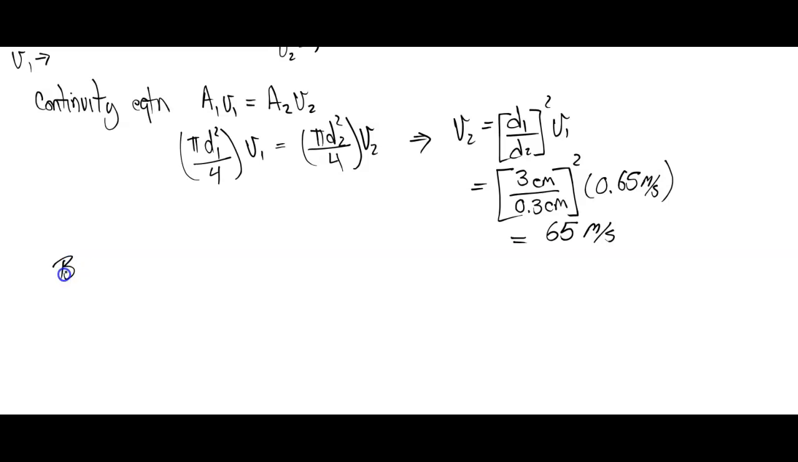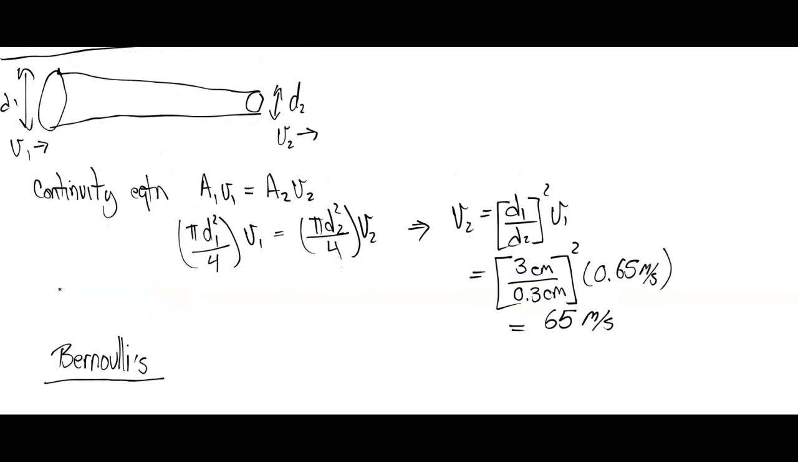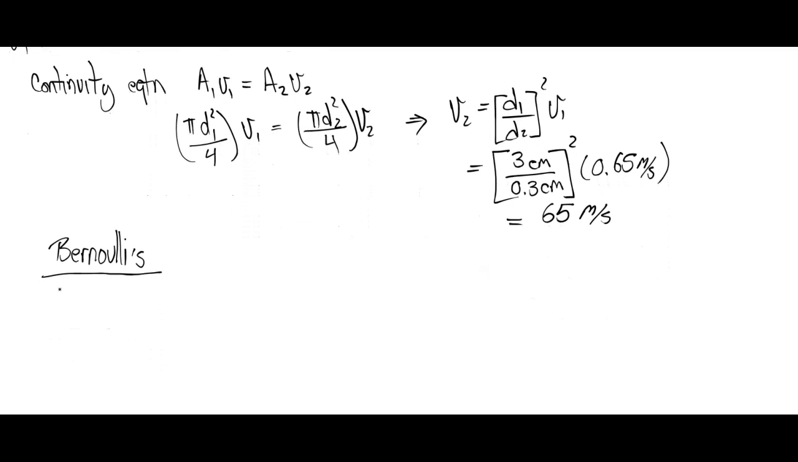And now if we use Bernoulli's equation, then we can find the pressure that we're asked for. And notice that they tell us it's a horizontal tube, so there's no change in height. So this means that P1 plus 1/2 rho V1 squared has to equal P2 plus 1/2 rho V2 squared, where P1 could be at the pump and P2 could be at the nozzle.